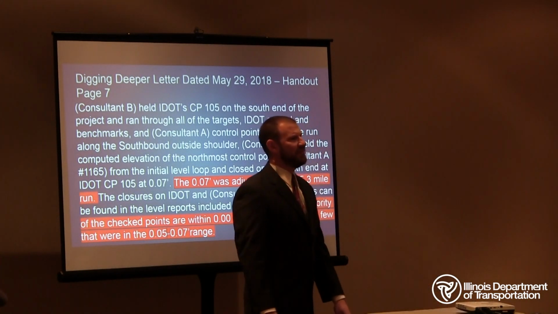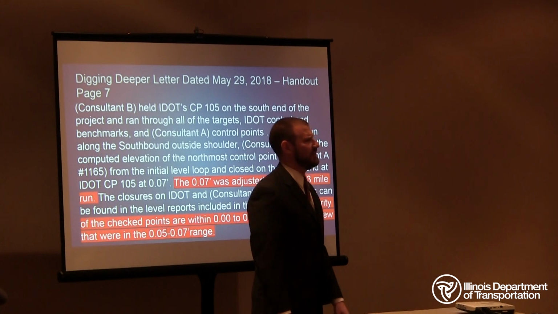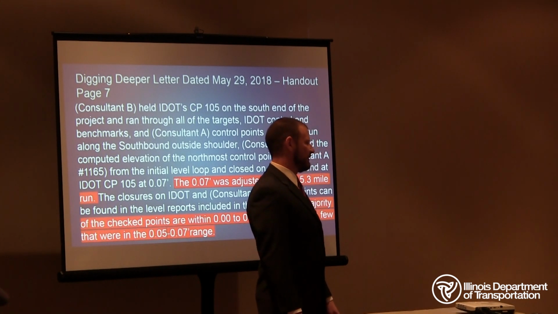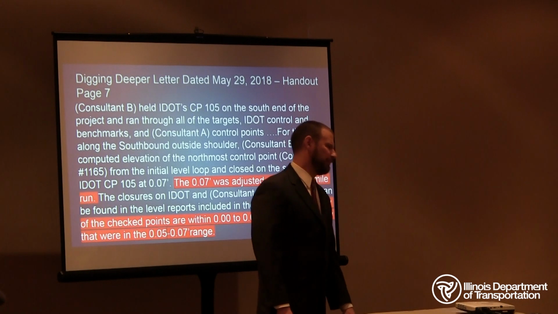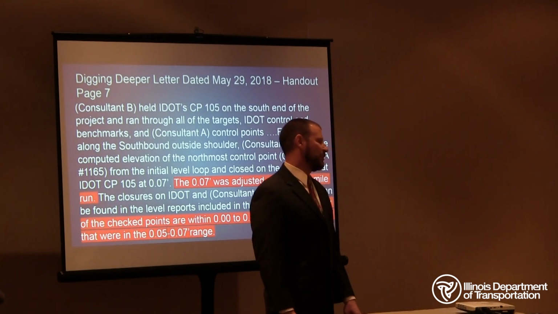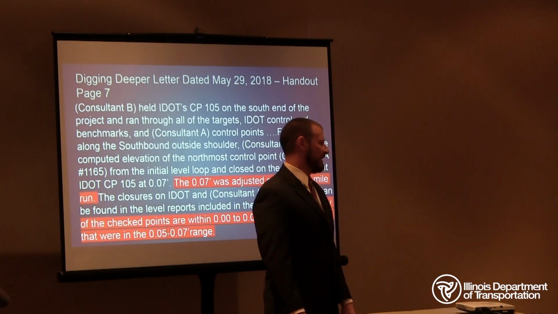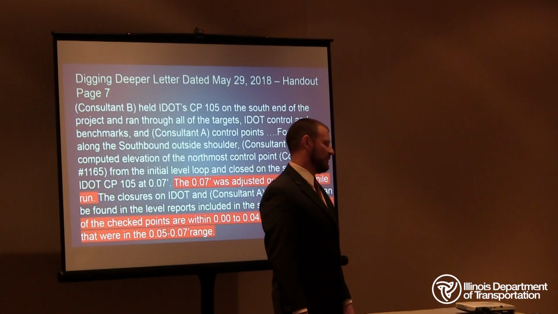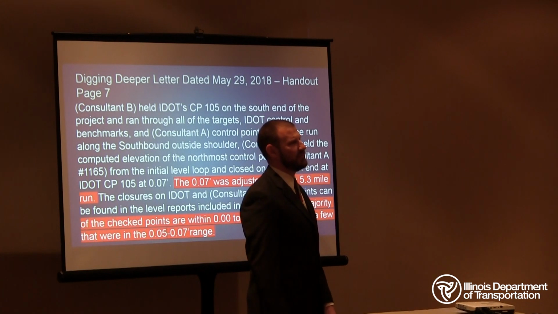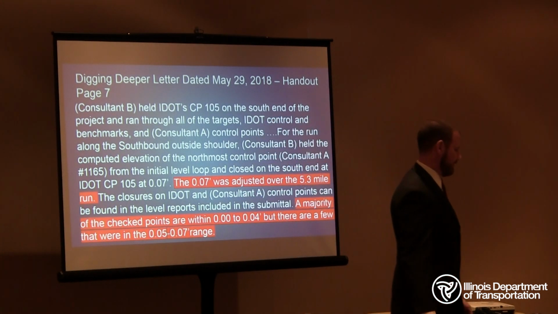In digging a little bit deeper, I found a letter that was part of the submittal package that I don't think was intended to reach us. It said that Consultant B started on a point on the south end and looped around and closed back on that south end, ignoring our intermediate control. When they did that, they distributed their error, and after they distributed their error, they were within 4 hundredths for most of the points, but a few were in the 5 to 7 hundredth range. Right off the bat, that's a red flag, because after we provide them with the control, they should be within a hundredth or two when they're running their level runs.